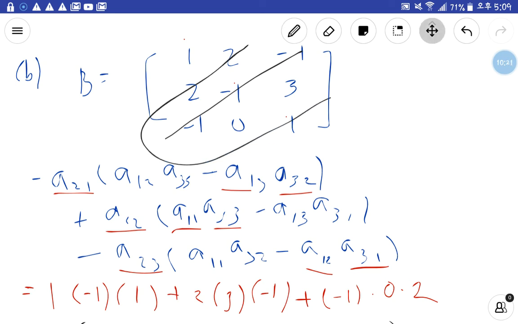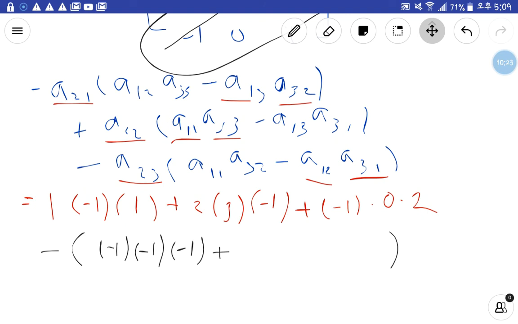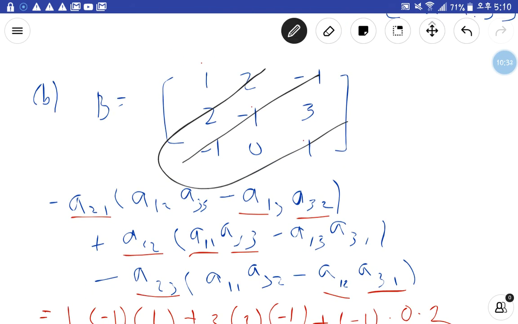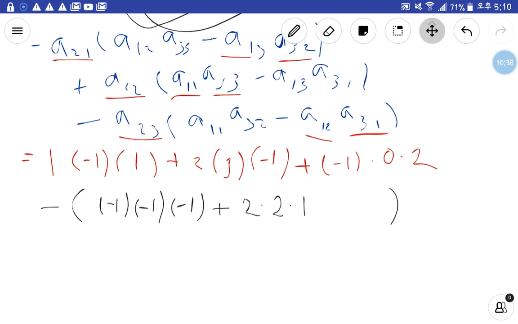Now my second diagonal is 2 and 2 and 1. Okay? So I go down, 2 and 2 and 1. That's my next. Now what? You go starting from here, 1, and then go through this: 1 times 0 times 3. Now what? You need to calculate it.